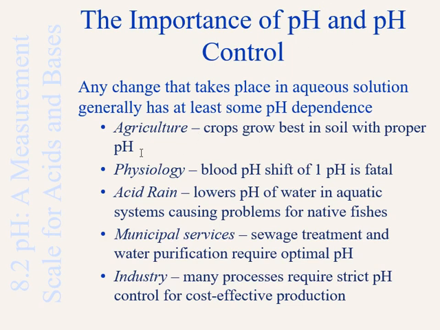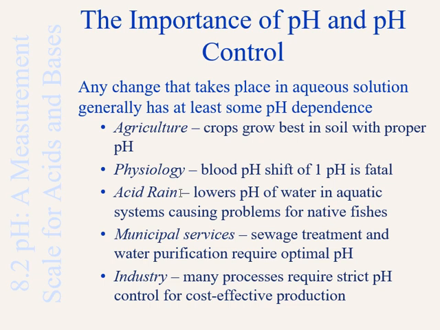We find pH in agriculture. Certain crops grow in acidic soil, certain crops grow in basic soil. Having optimum pH is necessary for healthy crops. Physiology, your blood pH, if it shifts not just by 1 point as it says here, but even by 0.1 or 0.2, that could be fatal. pH of blood is 7.4, you don't want it to be 7.5 or 7.6, for example.